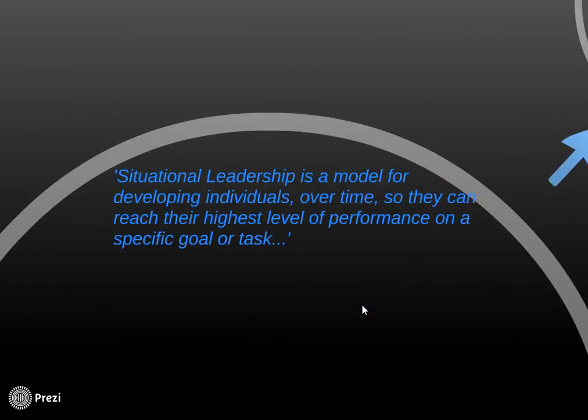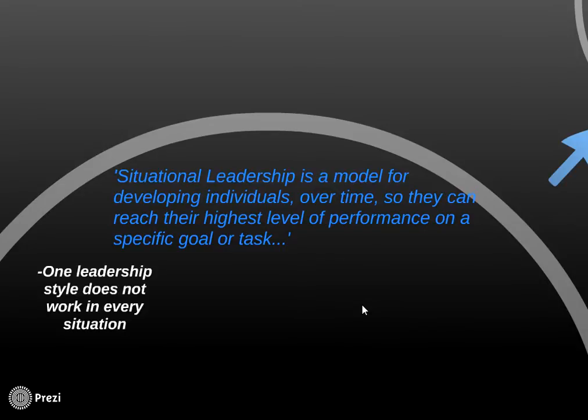So, what is situational leadership? It's basically a model for developing individuals. It's about the tasks that we set over time and the ways that we can help them achieve a very high level of performance or competence on any kind of goal or task. Which means, in our context, one leadership style won't work in every situation.